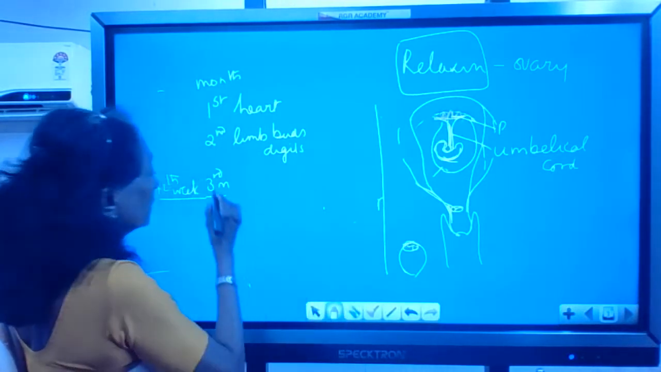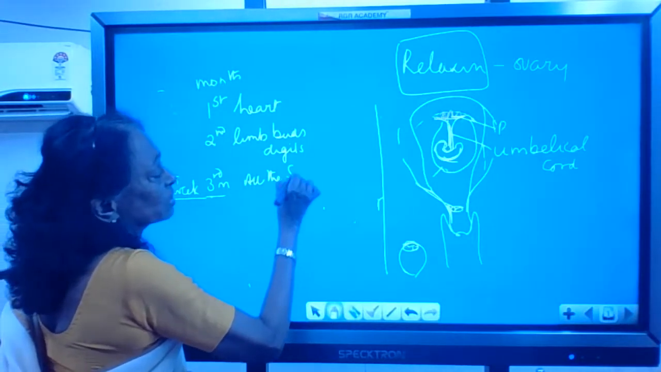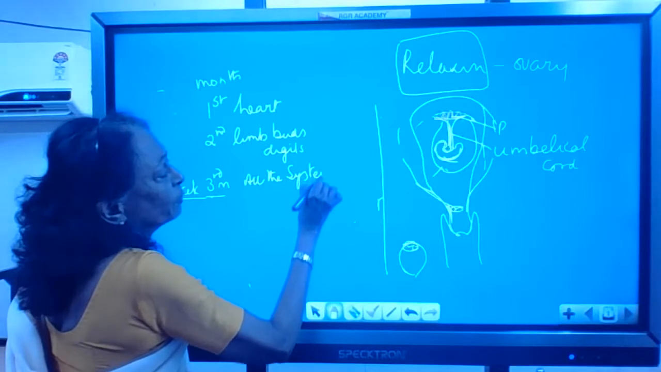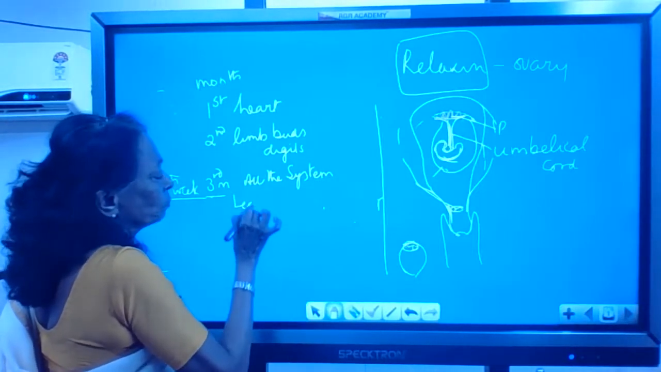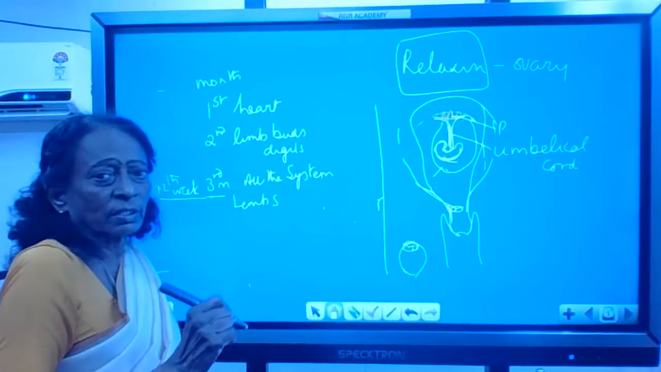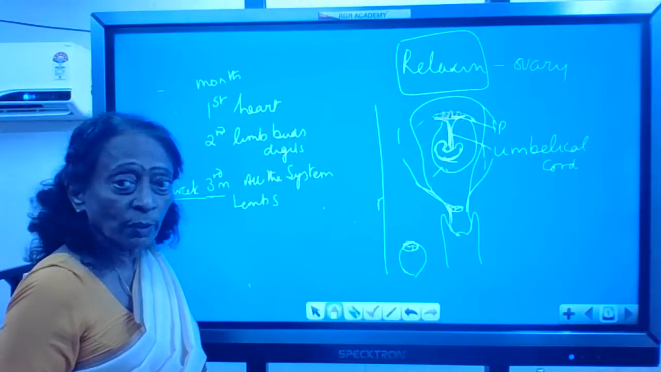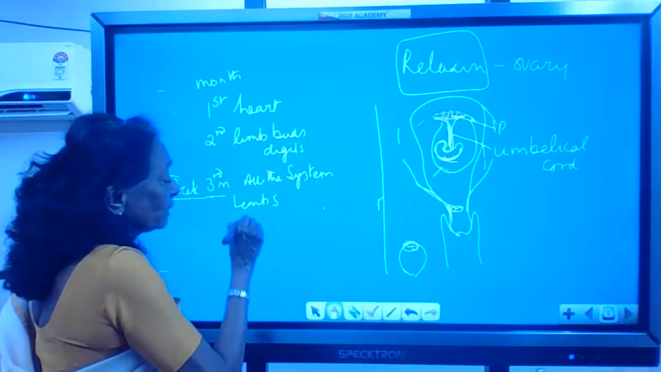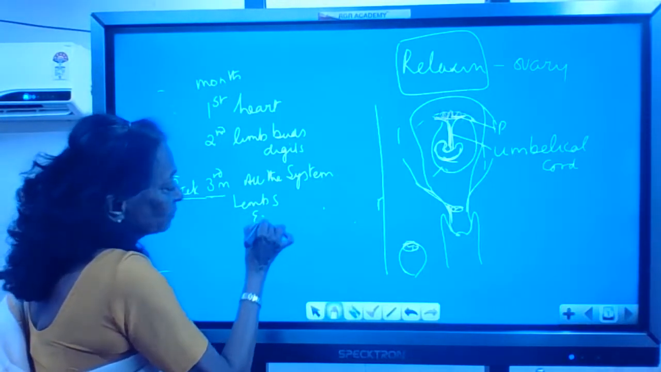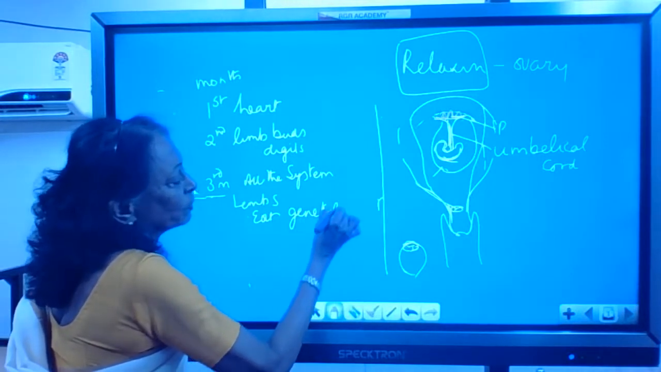And the most important thing in this is that all the systems are developed. All the systems or organs are developed. Very prominently, you will find the complete development of the limbs, and you can see thin bones like that. The upper limb digits as well as lower limb digits will be fully formed. And the next one completely is the external genitalia. External genitalia will be formed fully.